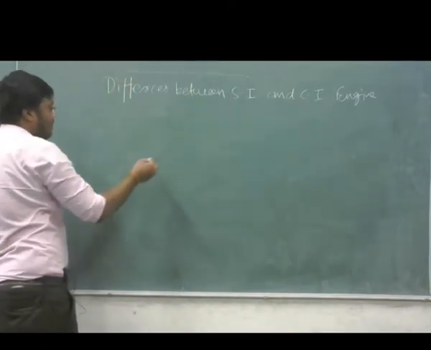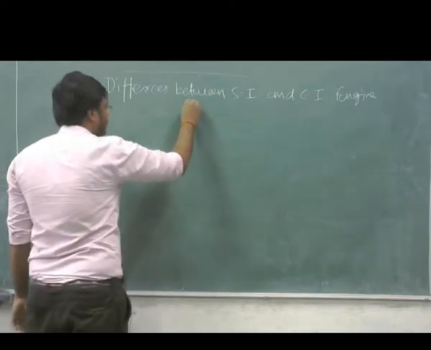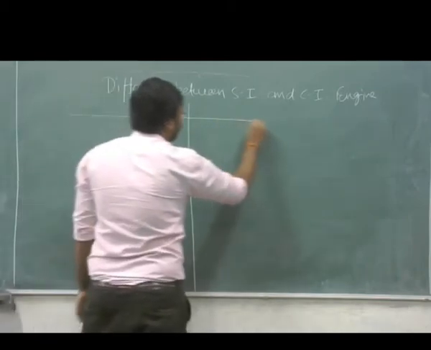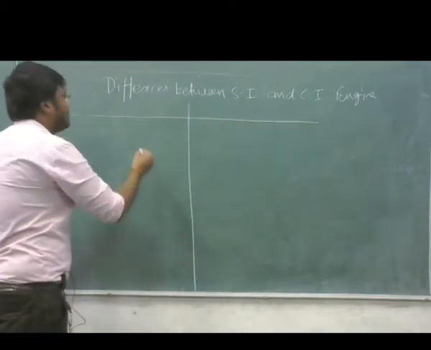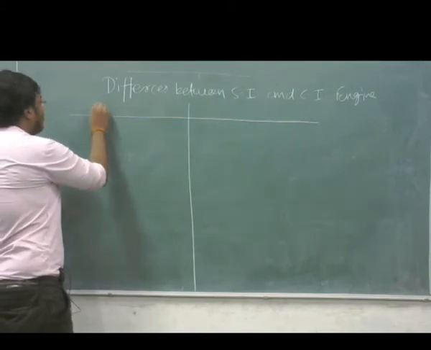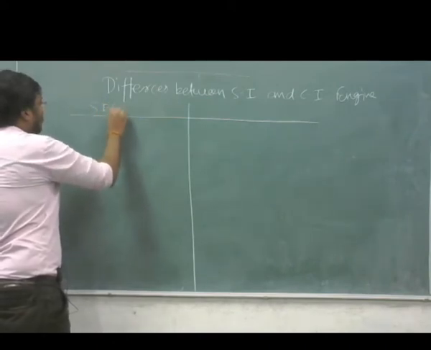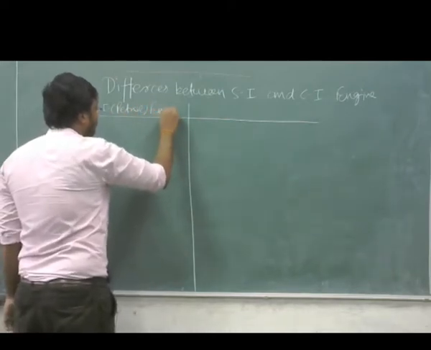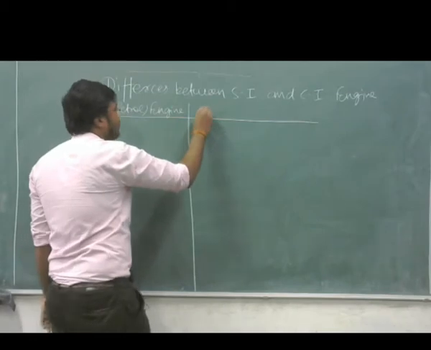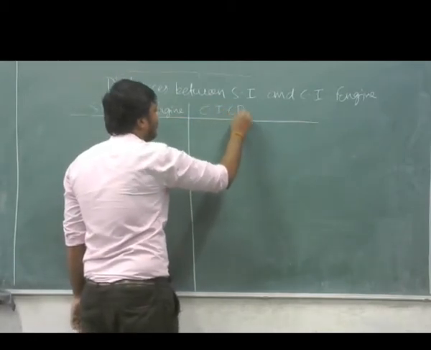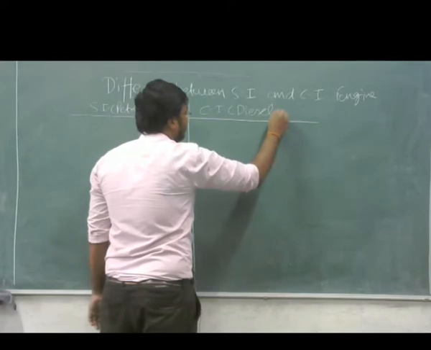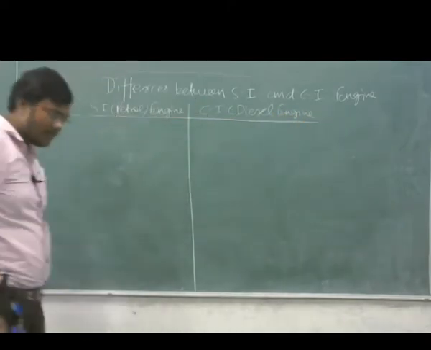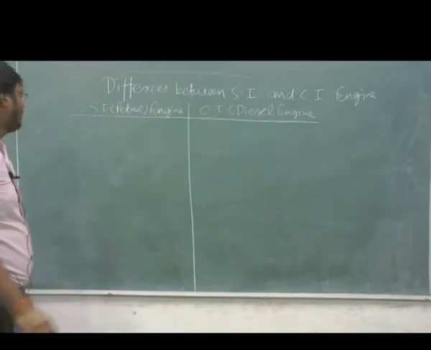So again we will divide the page in two parts. On this side write SI engine, or we can say petrol engine, and on the other side CI or diesel engine. So we talk point-wise.